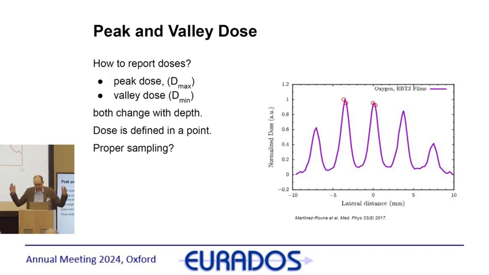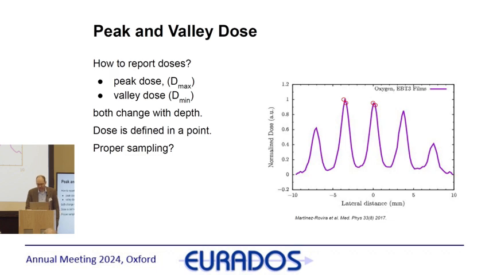Is it the average of 2 peaks, 3 peaks, all peaks? I mean, you can make any number out of it, right? And this is at a certain depth. It may change also at a different depth and so on. So what do you mean by peak dose? Okay, that's one thing. Same thing with valley dose, of course, and so on.